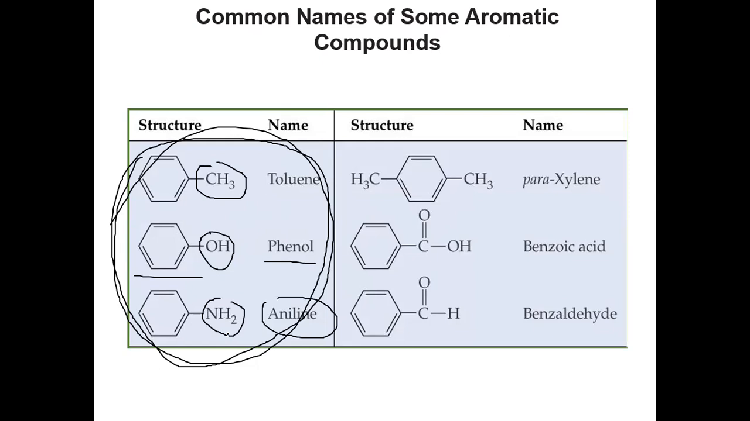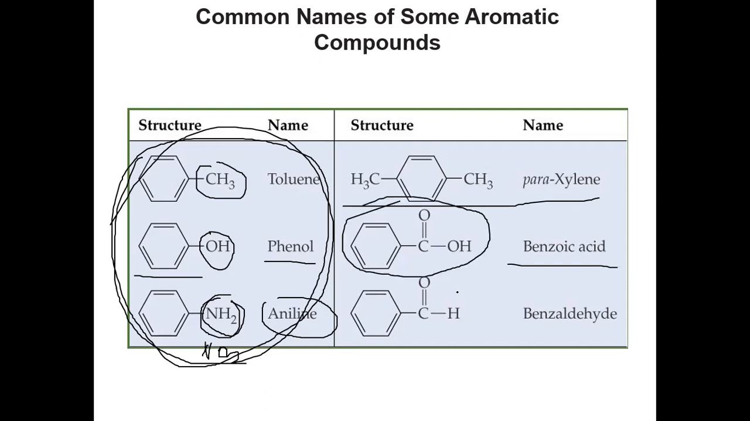Don't be confused with Na2. This is a different thing. NO2, I'm sorry. NO2 is nitrobenzene, and this is aniline. When we have NH2, this is aniline, and when we have NO2, it's nitrobenzene. Also, there might be paraxylene, benzoic acid. This is benzoic acid. We will talk about acids, I hope, if we have time. And benzaldehyde. All these are very important in living organisms.